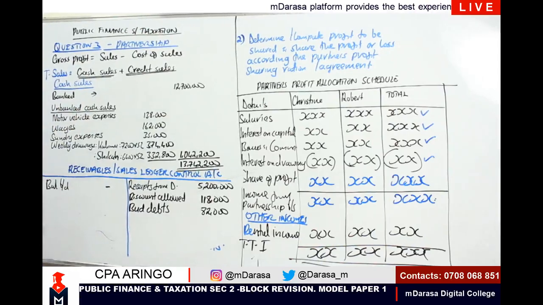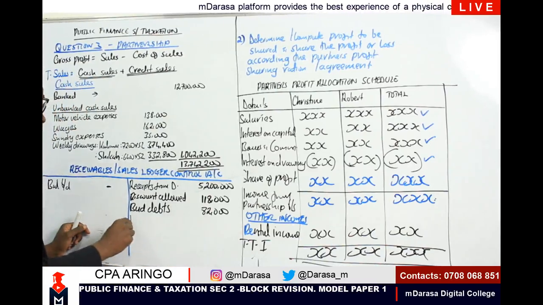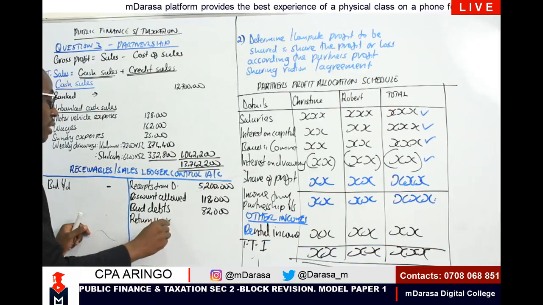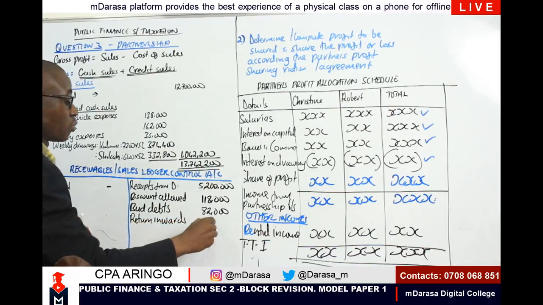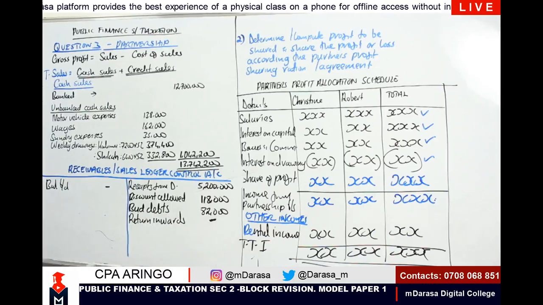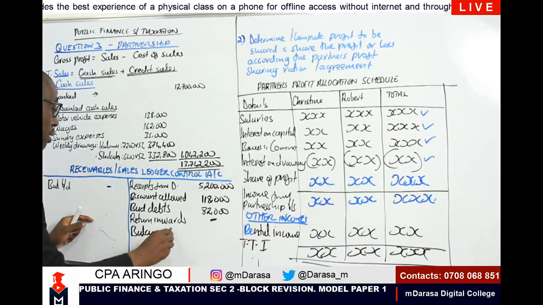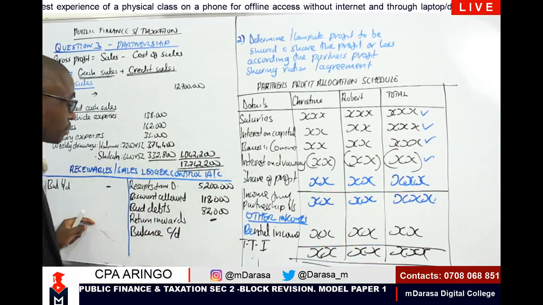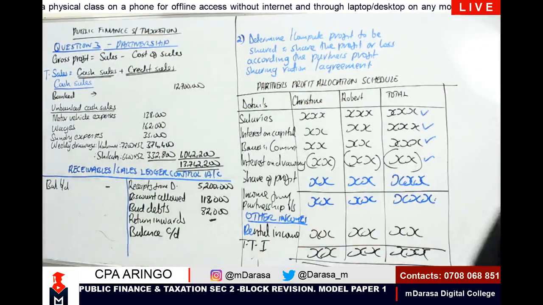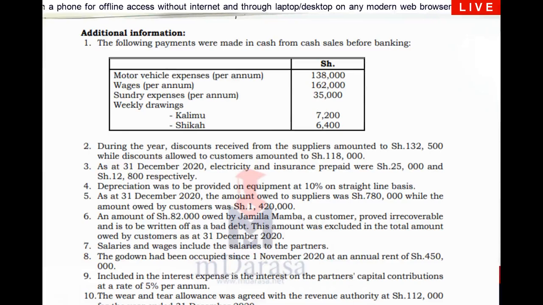Consider if we had any components such as return inwards. In this case, we didn't have return inwards, but if I had return inwards, you could have taken it at that point. Then consider your balance carried down. The question is, are we given balance carried down for debtors? Yes, I think we are given in this question.